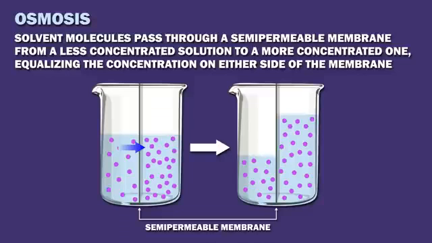As a reminder, osmosis is the process by which solvent molecules pass through a semi-permeable membrane from a less concentrated solution to a more concentrated one, equalizing the concentration on either side of the membrane.